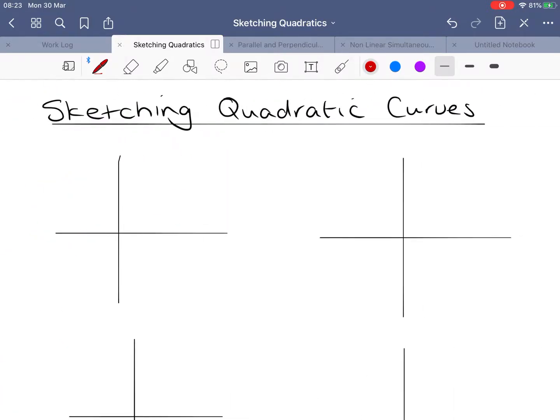Okay, so what we're going to look at now, and the main purpose of today's lesson, is to look at how we can sketch quadratic curves. And I'm going to show you 6 really quick sketches because they're all different situations. And we could have a quadratic that looks like this. And we could have a quadratic that looks like this.